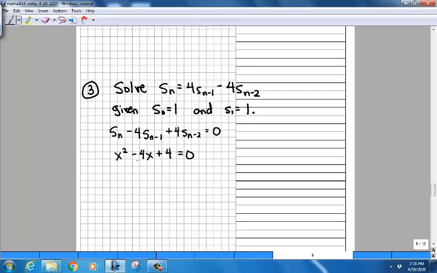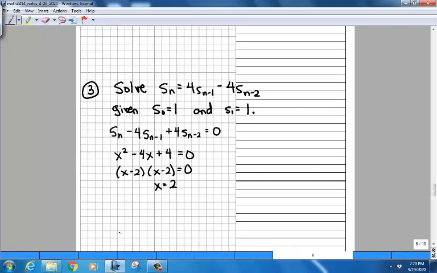Okay, so now to solve, I need to have the solutions to the characteristic equation correct. And so again, this characteristic equation is very easy to solve because it factors. So we get (x - 2)(x - 2) = 0. And that means you have just one characteristic root, right? 2 is the characteristic root.